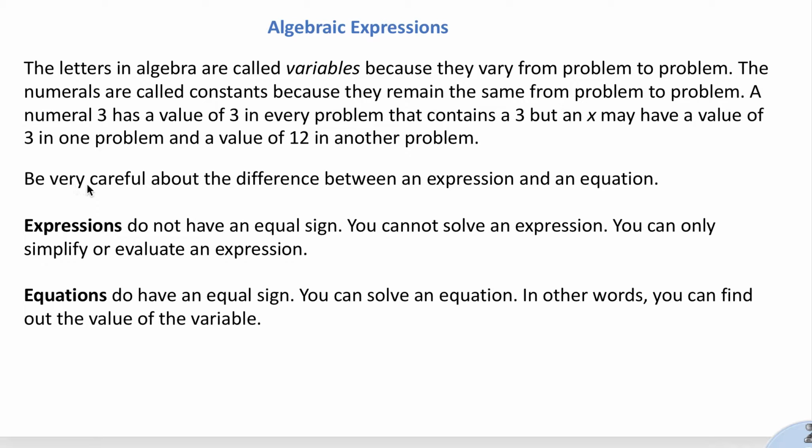Now, what we want to be careful about is the difference between an expression and an equation. Expressions do not have an equal sign. You cannot solve an expression. You can only simplify or evaluate. Equations do have an equal sign. Half of the word, look, equate, is about equal. So you solve equations. You find out what the variable equals. I cannot tell that in an expression. And that's what we're talking about here, algebraic expressions.